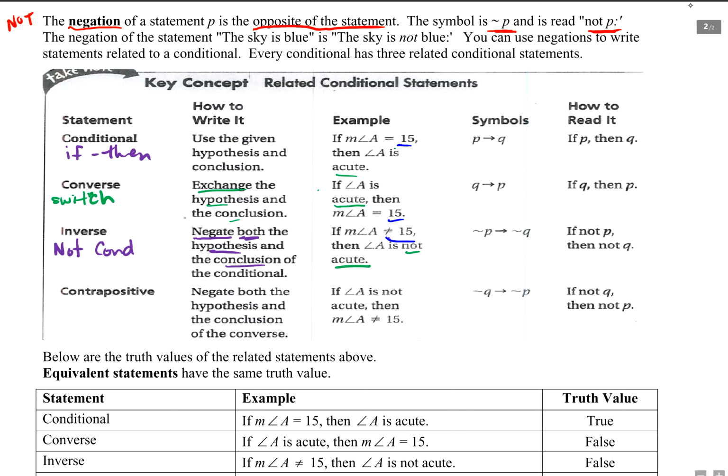And finally, our contrapositive, we negate both the hypothesis and conclusion of the converse. I want to underline conditional up here.